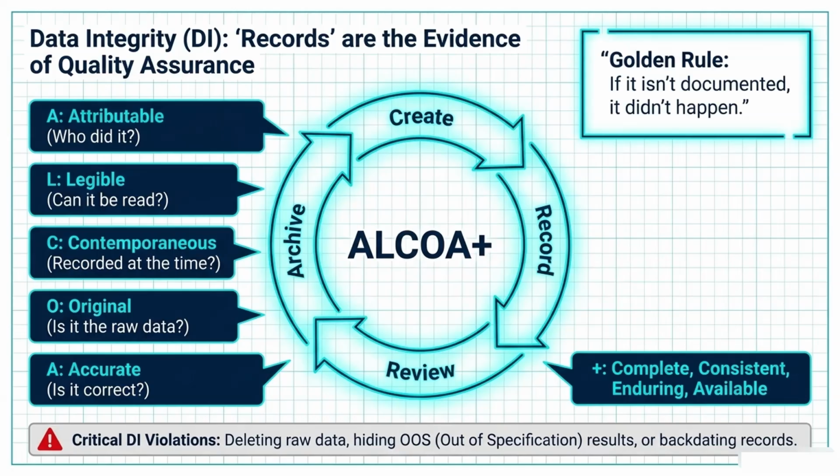Attributable, who did it? Legible, can it be read? Contemporaneous, recorded at the time? Original, is it raw data? And accurate, is it correct? The plus adds that data must be complete, consistent, enduring, and available. Be aware that deleting raw data, hiding out of specification results, or backdating records are critical DI violations.